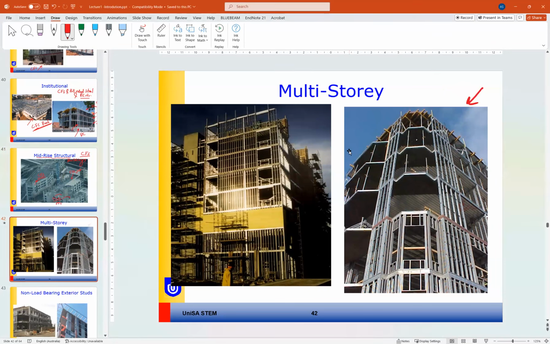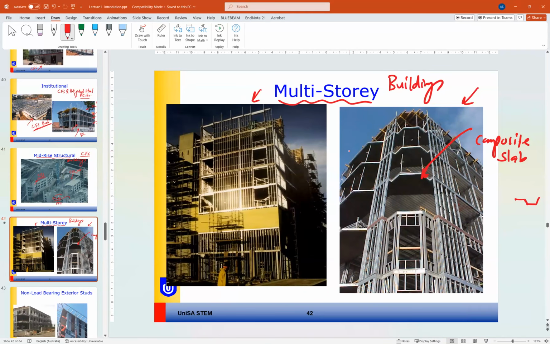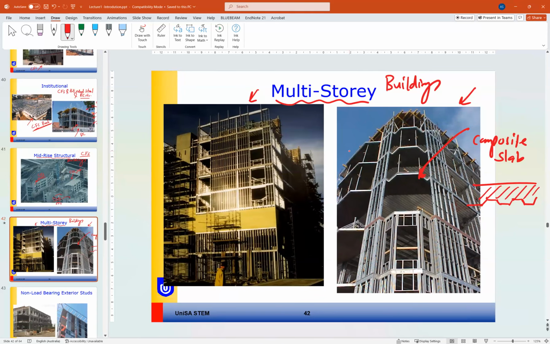So in this too, we have multi-story buildings. In these multi-story buildings, we have also again a mix between composite slabs. The composite slabs, just for your information, is, as you can see, we have a roof sheeting, for example, and then they fill this with reinforced concrete. So it is a mix between roof sheeting, which is cold formed steel, and reinforced concrete slab.